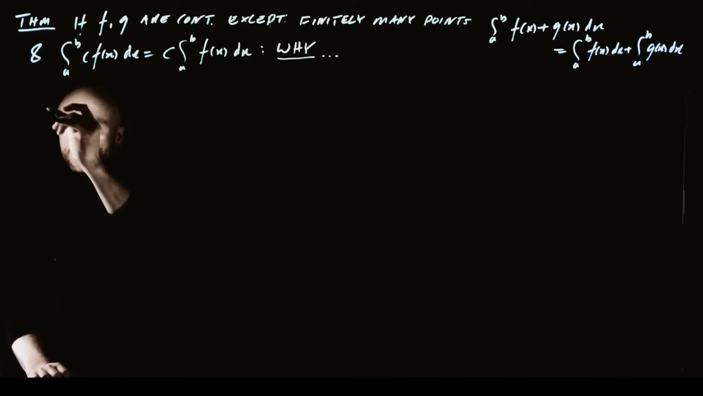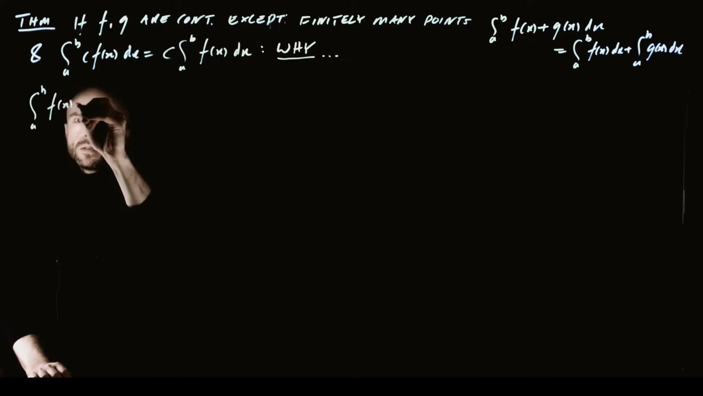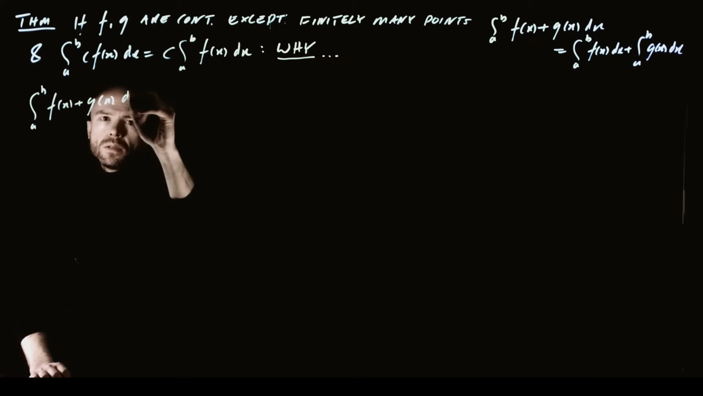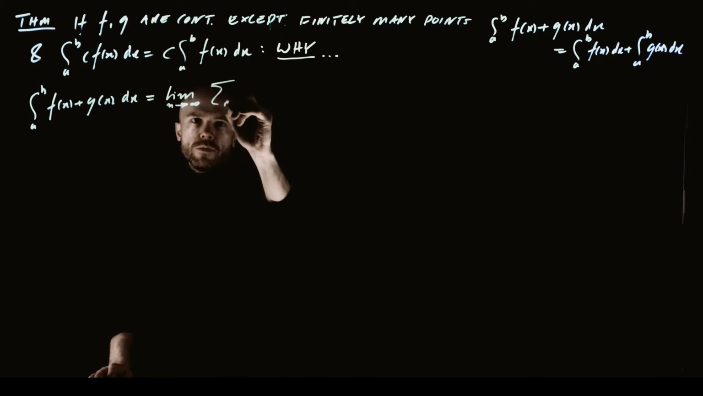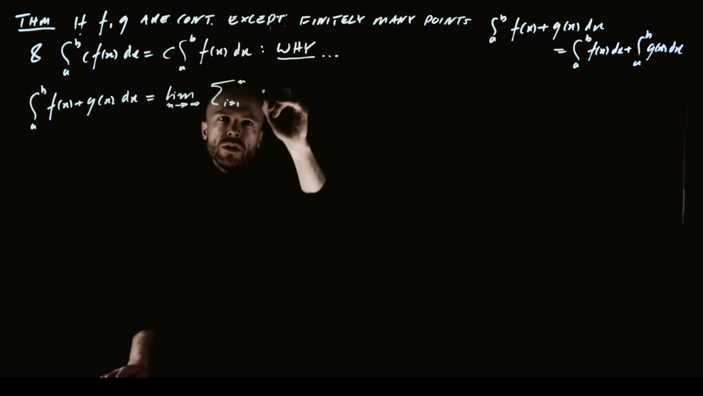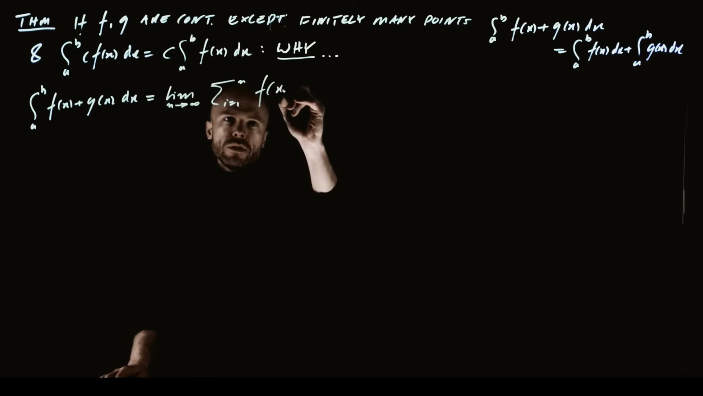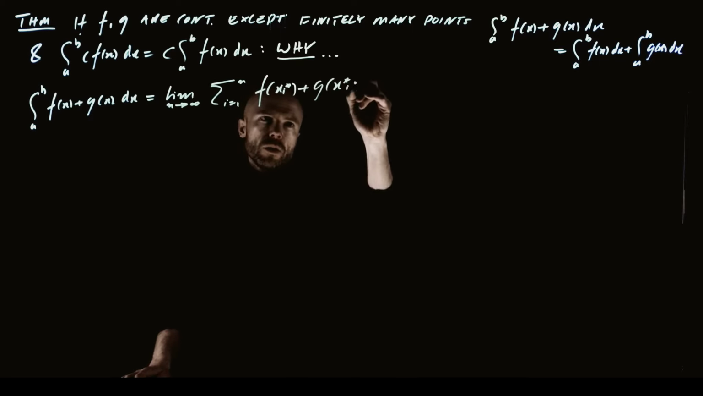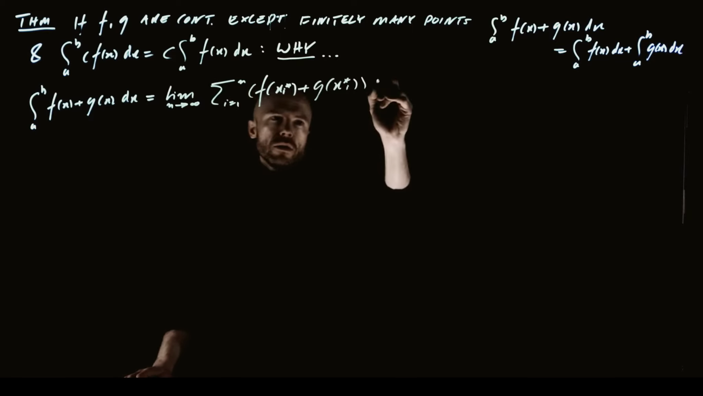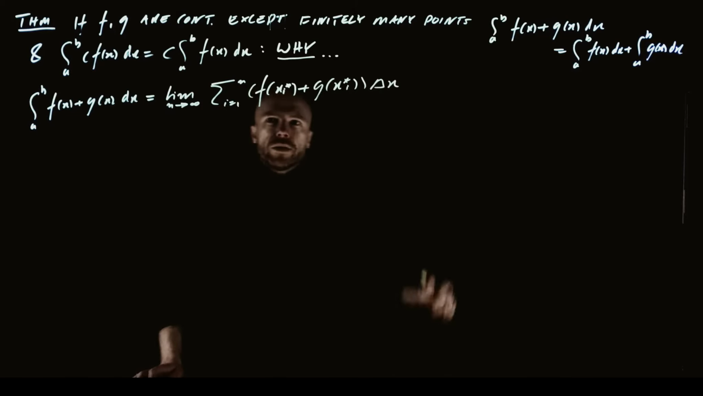Well, if we look at this thing, the integral from a to b of f of x plus g of x dx, what is this? This is the limit as n goes to infinity of the sum from i equals 1 up to n of f of x_i star, acting on our sample point, plus g of x_i star, acting on our sample point, multiplied by delta x, right?